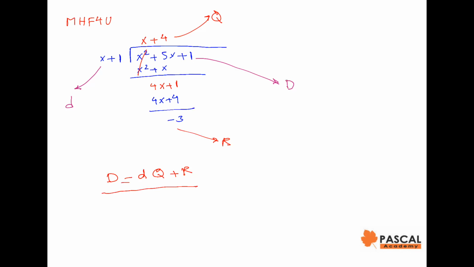Let's find DQ + R. In this case, DQ + R is (x + 1) times (x + 4) - 3, which is x^2 + x + 4x + 4 - 3. That is x^2 + 5x + 1, as we expected.